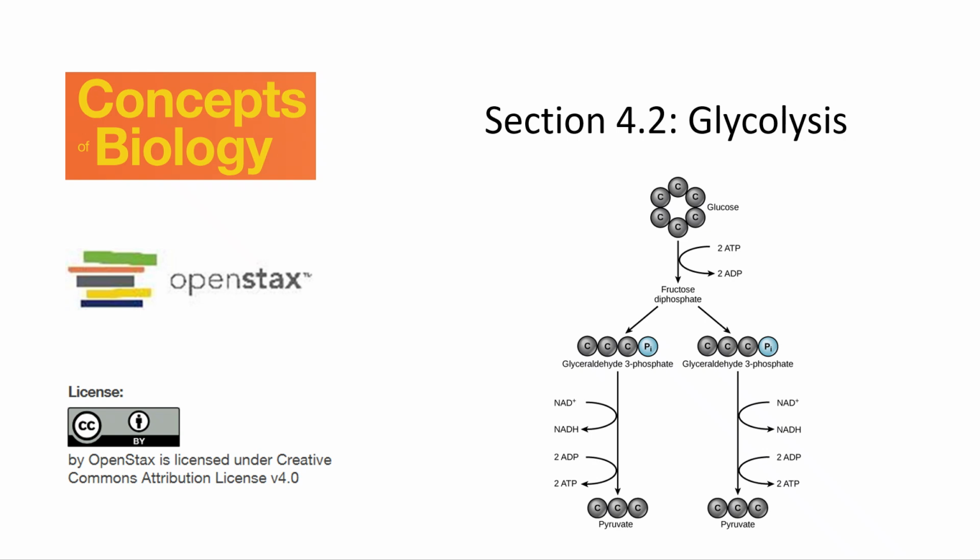Welcome to section 4.2, Glycolysis. In this section, we'll take a closer look at how cells break down glucose to release energy. Glycolysis is a nearly universal process, occurring in everything from bacteria to humans, and it's the first step of cellular respiration.